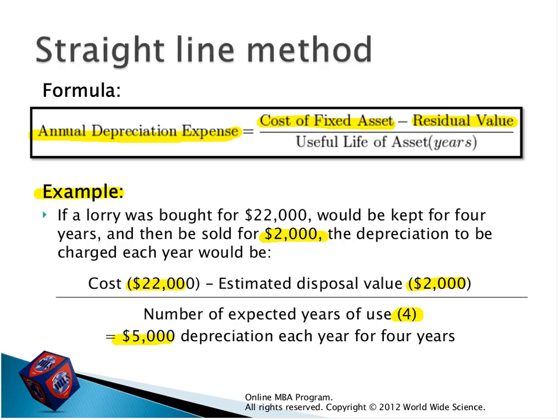So some of you asked me if we can keep that car for 5 years. Then you just divide by 5 years, not 4. So 22 minus 2 is 20,000, and you divide by 5, you will get 4,000 depreciation cost for each year. Okay, it depends on the company how long it's going to use or keep the assets in the business, like a lorry here.